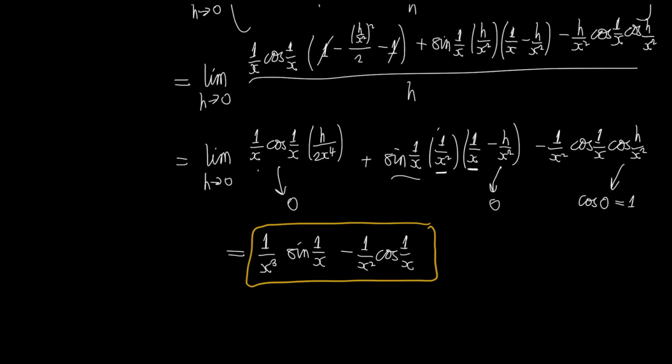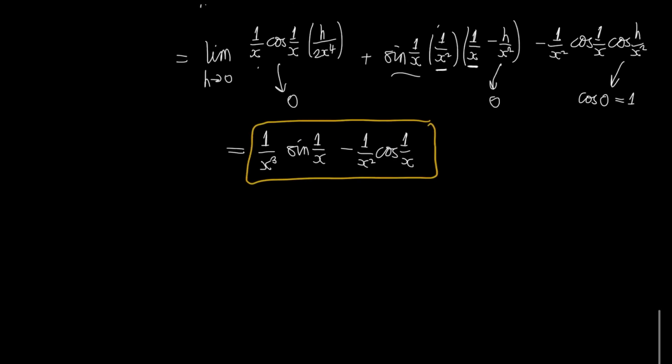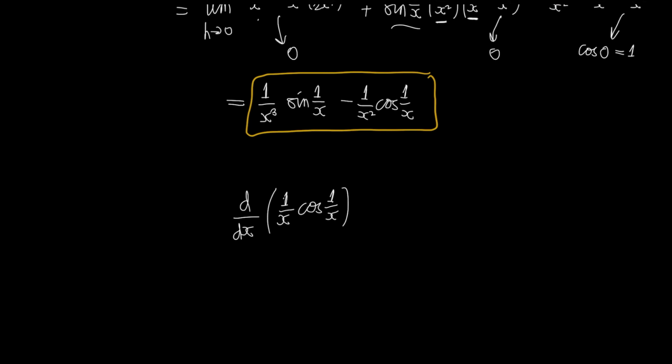But how do we know that it's correct? Well, we know how to do derivatives, so we can simply take the derivative of the function. So if we're going to do d by dx of 1 over x cos 1 over x, we can use the product rule and the chain rule in order to see what the result should be. So using the product rule, these are the two terms we multiplied, 1 over x and cos 1 over x.